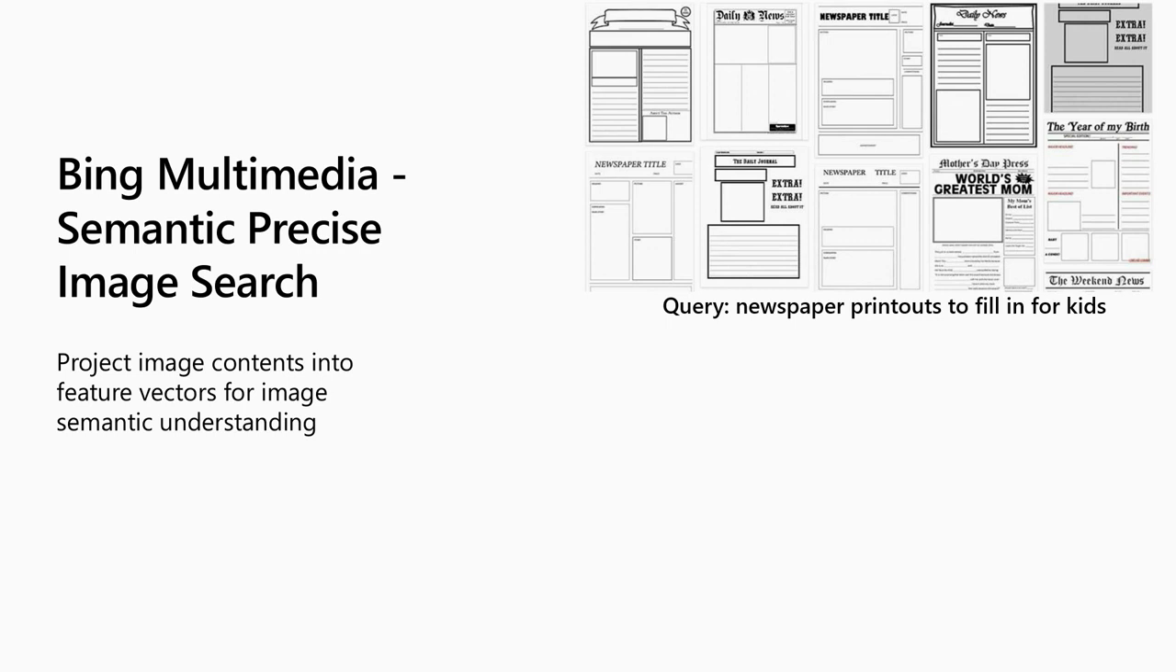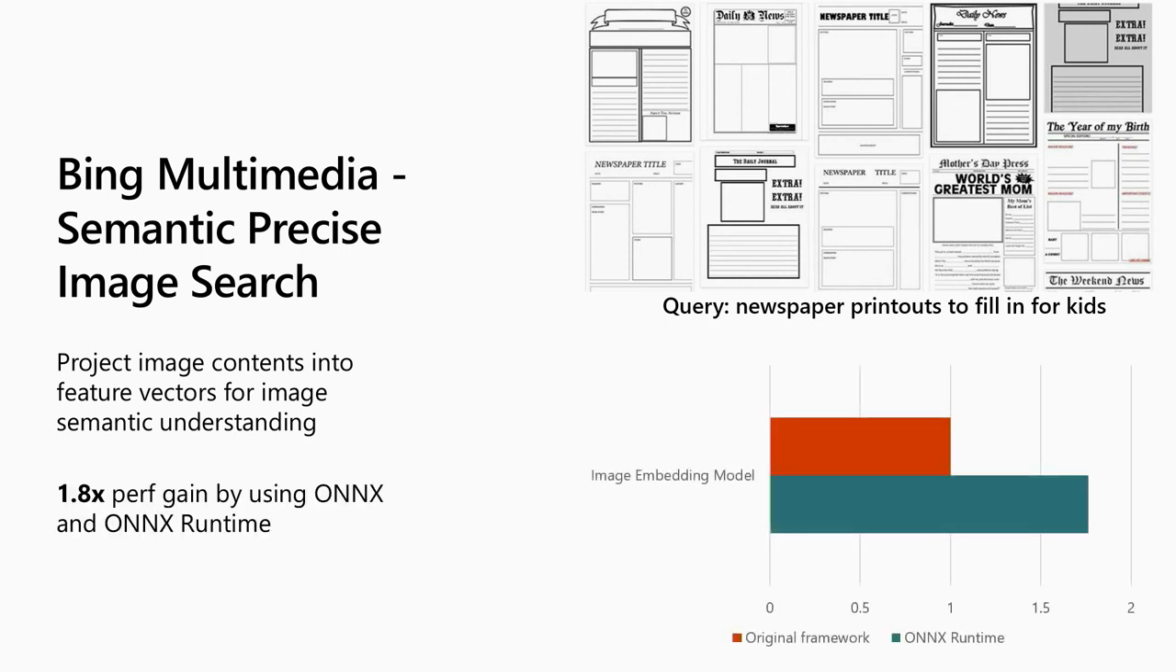Because sometimes the image itself is not about the surrounding text. How do we solve this? So we have to train a machine learning model to really understand what's inside the image. What's the semantic meaning of that image? And with ONNX and ONNX Runtime, we are able to speed up this model by 1.8 times.